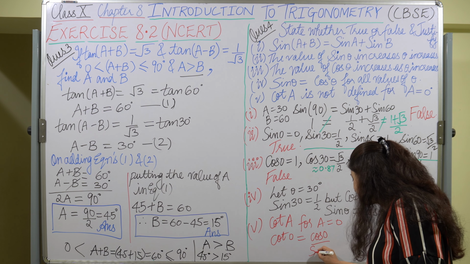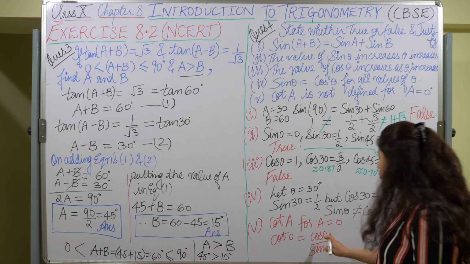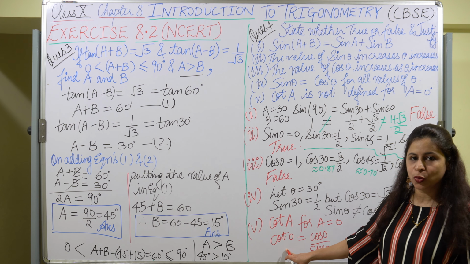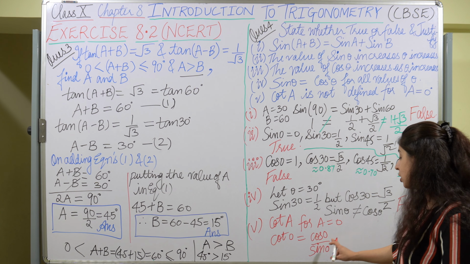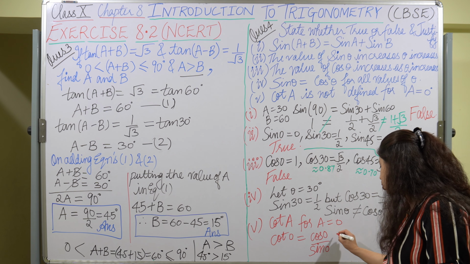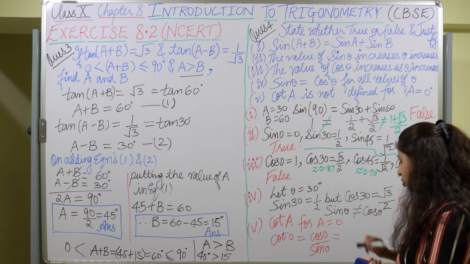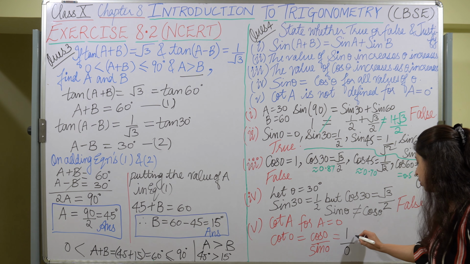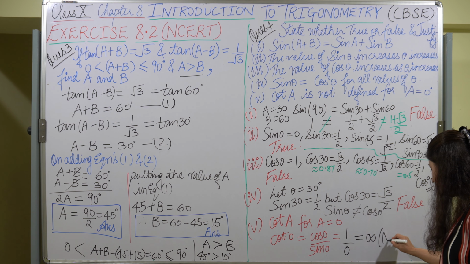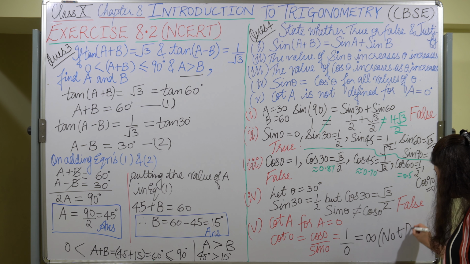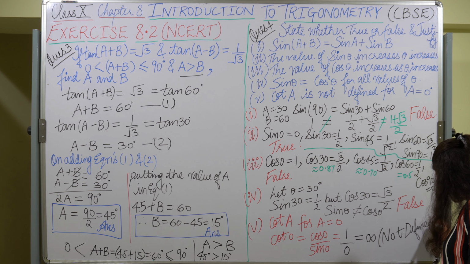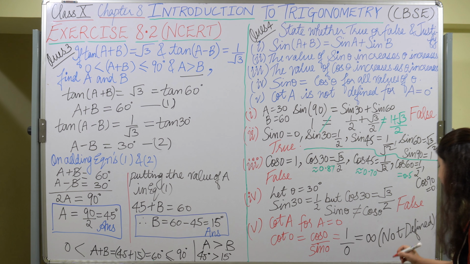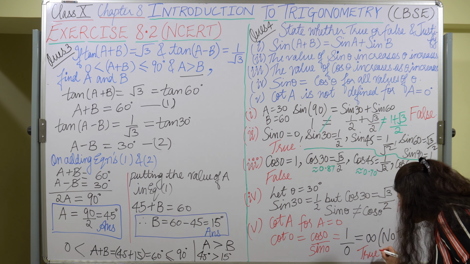cos 0 upon sin 0, as cot is the reciprocal of tan. So cot 0 is equal to 1 upon tan 0, or it is equal to cos 0 upon sin 0. So cos 0 is equal to 1, whereas sin 0 is equal to 0. So 1 upon 0 gives us infinity. So it is not defined. So this statement is absolutely true. So in the fifth part, we will be writing true as our answer.